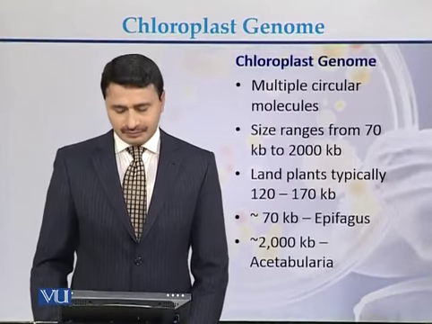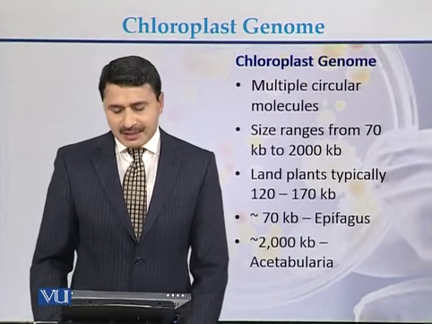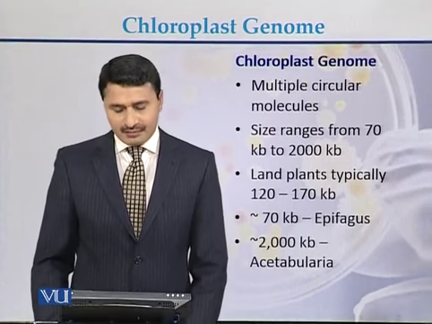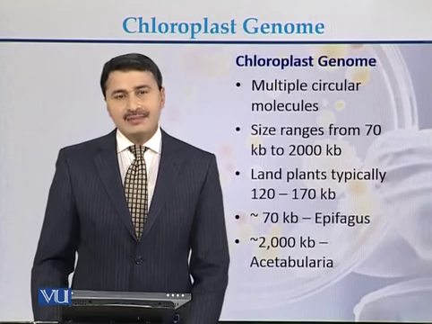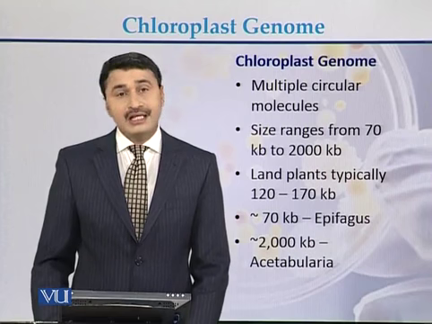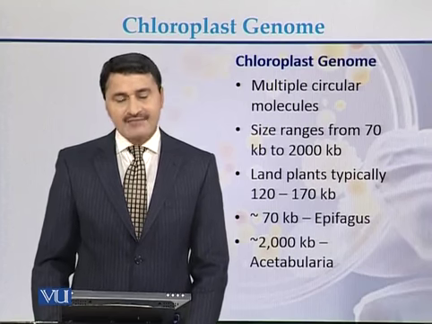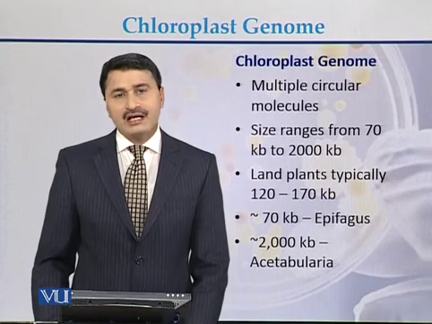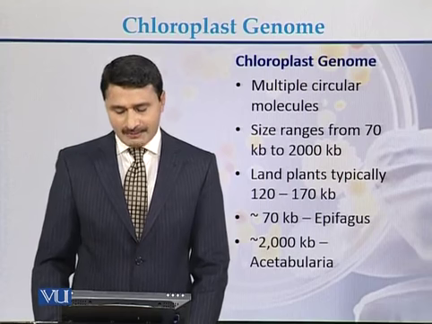Chloroplast genome. Chloroplast genomes are multiple circular molecules. Their size ranges from 70 kb up to 2000 kb in plants. Land plants typically have 120 up to 170 kb of chloroplast genome.